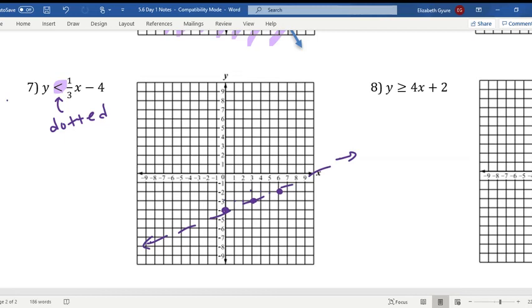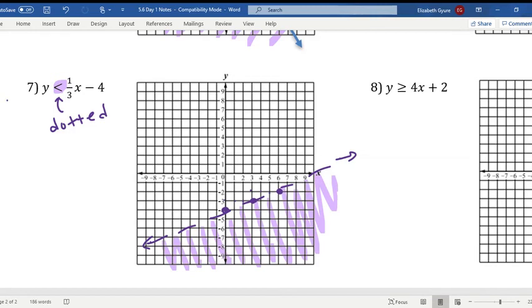Good, and now we need to decide if we would shade above or below. So it's y is less than. So if it's less than, Jesse, do you think we would shade above or below? All right, Corey, what do you think? If it's less than, should I shade above or below? Below, good. Less than means we are going to shade below.